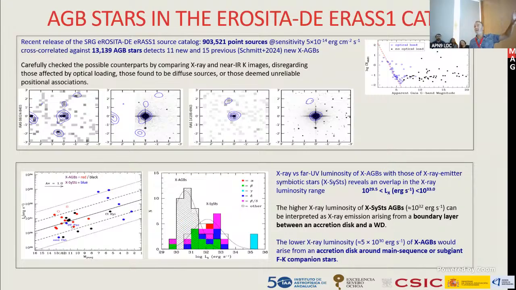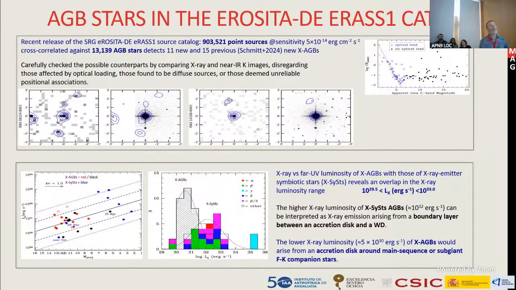The first one is a survey of the eROSITA catalog. So we've cross-correlated catalogs of AGB stars with eROSITA. And we found, together with a previous paper by Smith, and that we made some corrections there. So we basically doubled the number of X-ray AGB stars. And those are now increased up to almost 50. So you can see here the cross-correlation between the X-ray images and the optical. And we have to take into account that eROSITA could be affected by optical loading.